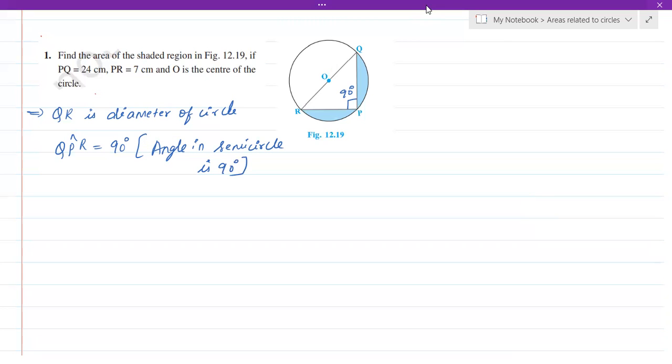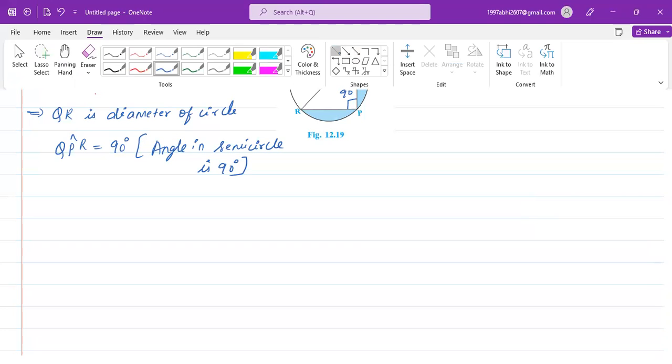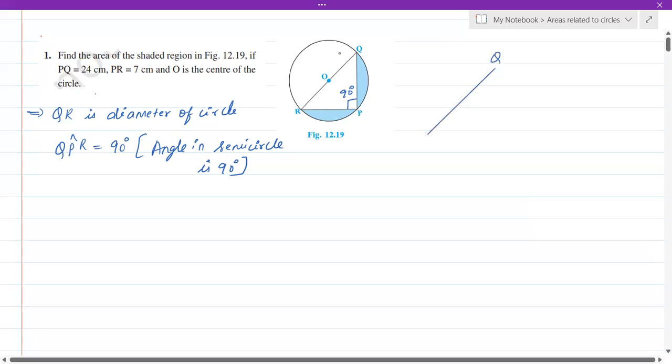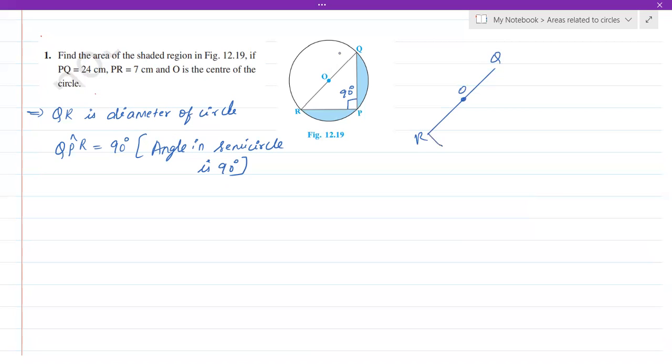Okay. Now we have to find the area of the shaded region. What we'll do is, let's take only the semicircle, the bottom part. What we have got: Q, R, and here is the center, and here we have got a semicircle, isn't it? Something like this. Now here in between we have got a point P. Let's join P and Q. Okay, now this is the shaded region, right? Whatever we are shading, that is the required region.